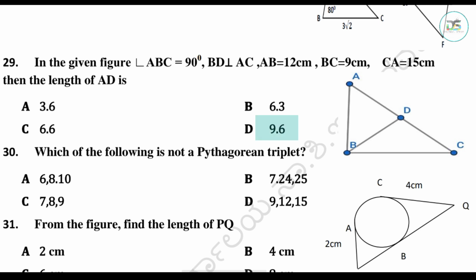So let's see the next question. Which of the following is not a Pythagorean triplet? Options are option A 6, 8, 10, option B 7, 24, 25, option C 7, 8, 9, option D 9, 12, 15. So therefore the right answer is option C, that is 7, 8, 9. So let's see the next question.